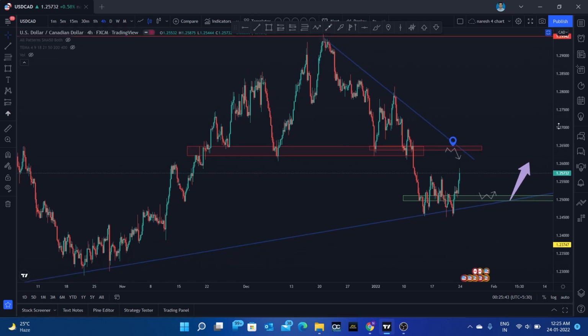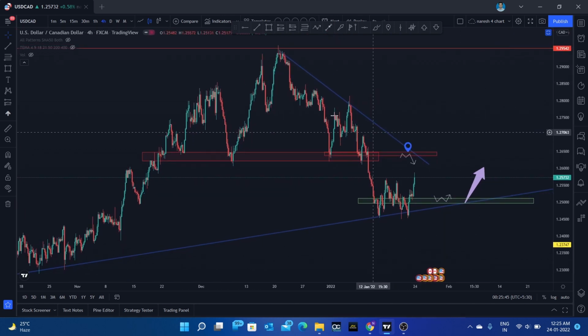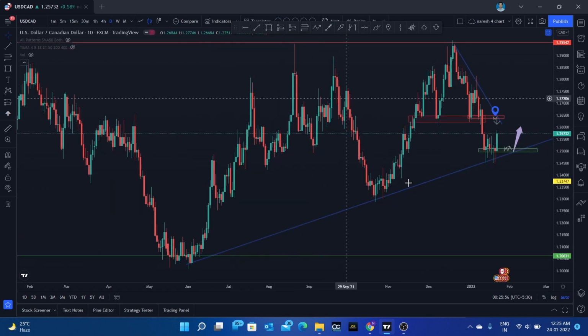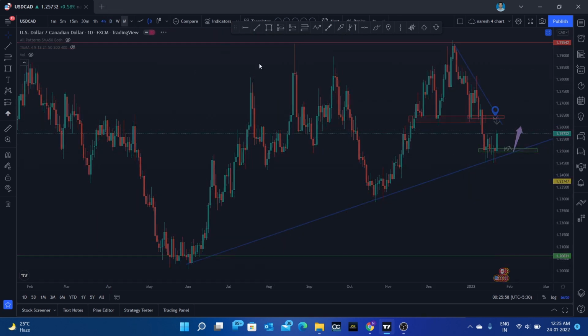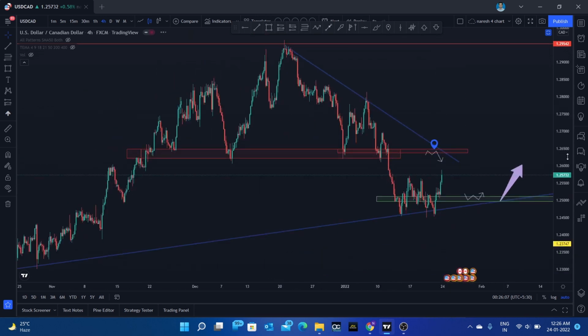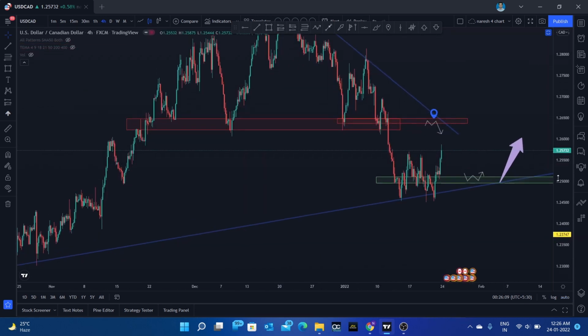As I have already told you, always give importance to the lower time frame. Like, see here, in the lower time frame it is forming a lower low, in the higher time frame it is forming a higher high. So it is not confirmed yet, guys. It hasn't broken this higher high. So in my point of view, it is still in a downtrend, guys.